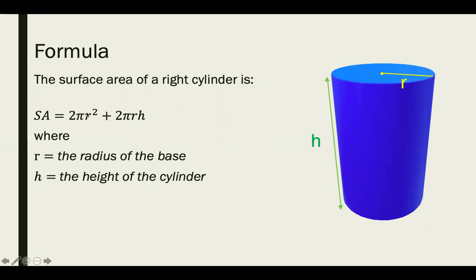This first part is just the two bases. We got 2 pi r squared. You'll recognize that pi r squared is the area of the circle. So we've got the area of the circle on top is pi r squared. And then we've got the area of the circle on bottom is also pi r squared. That gives us 2 pi r squared.